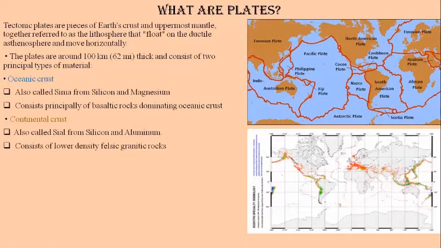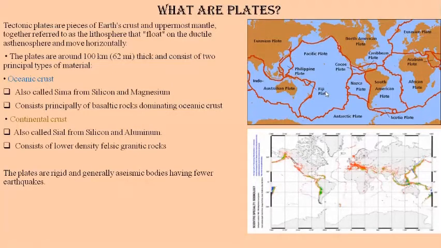Now these plates are rigid bodies, and they are aseismic bodies. What do we mean by seismicity? Like over here you are seeing the colored zones. These colored zones are seismic zones. Seismic means they have various features of volcanicity or earthquakes, etc.